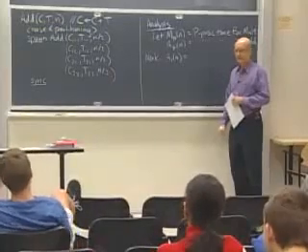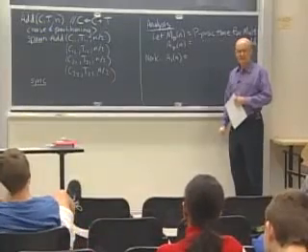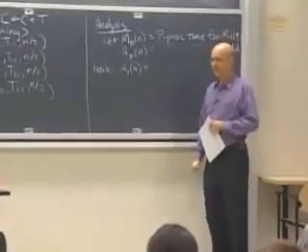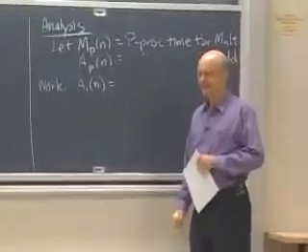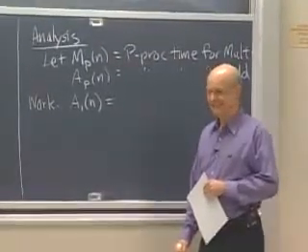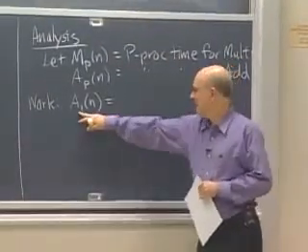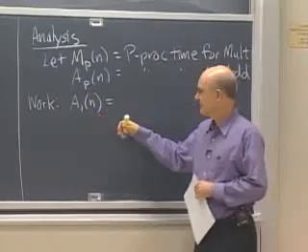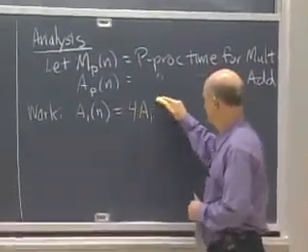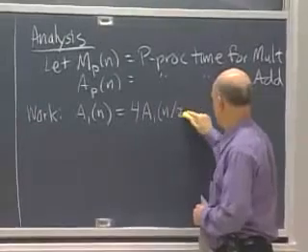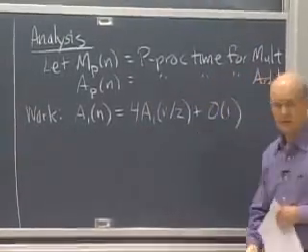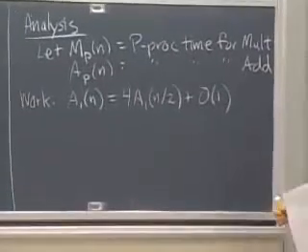Okay, this is lecture 1, actually. This is like lecture 2, or at worst, lecture 3. A1 of n equals 4 A1 of n over 2, plus order 1, right. Okay, that's right.